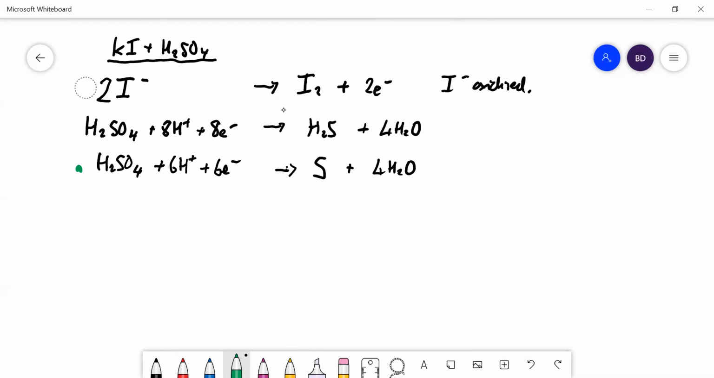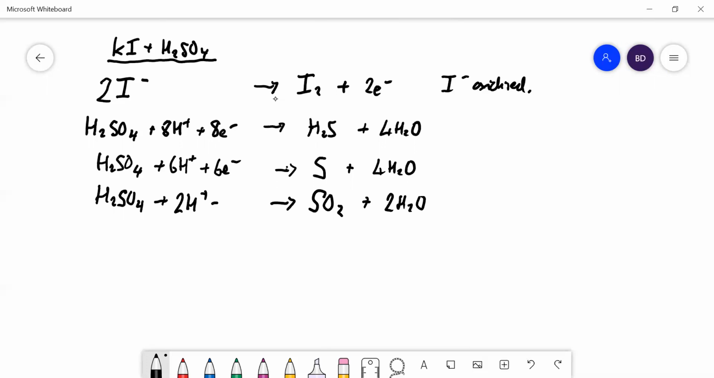Alternatively, you could have the sulfuric acid only getting reduced to SO2. That means you just need 2 waters there, and you need 2H+ there. And you'd only need 2 electrons, which would of course be coming from the iodide. So if you wanted to write a balanced equation for these two, you wouldn't have to do any multiplying, because that wants 2 electrons and that wants 2 electrons. Just add them together.